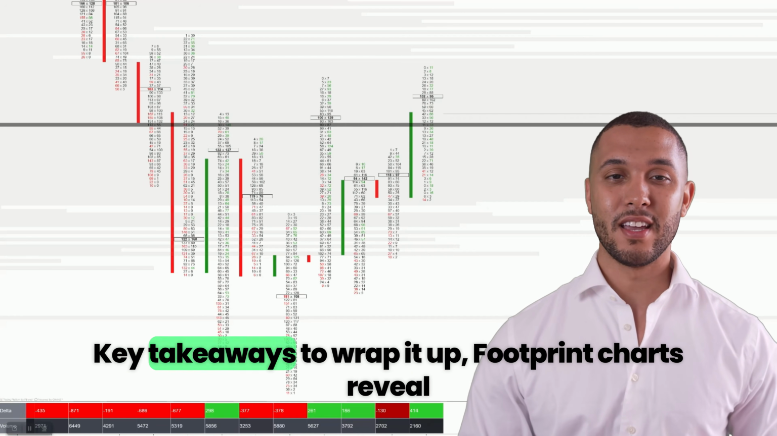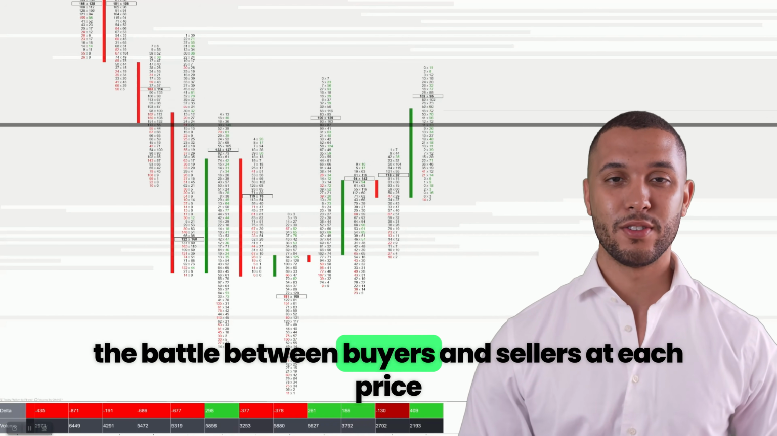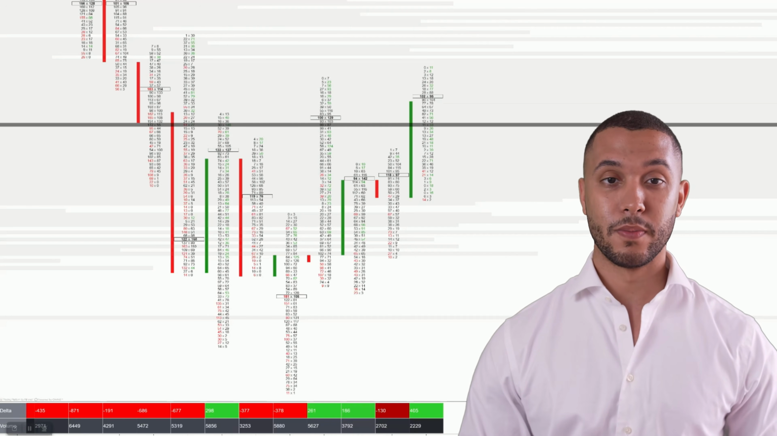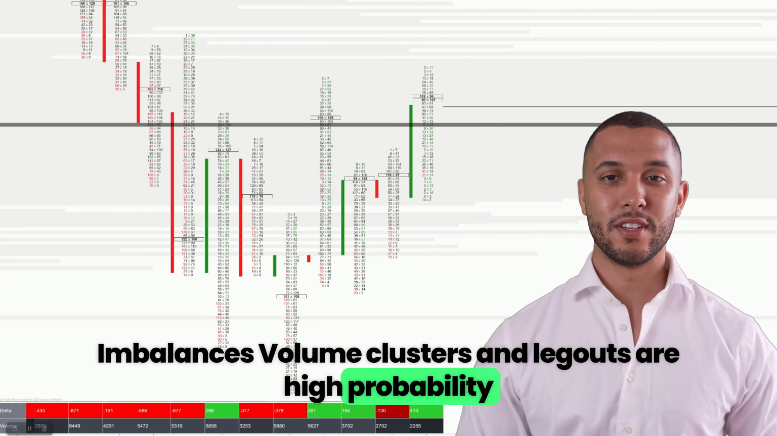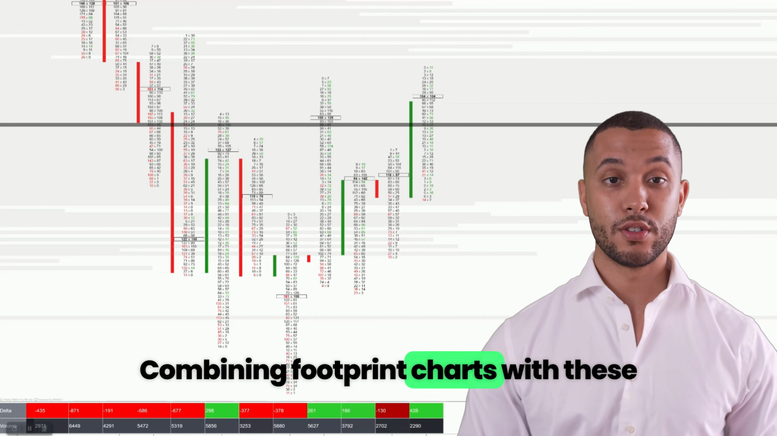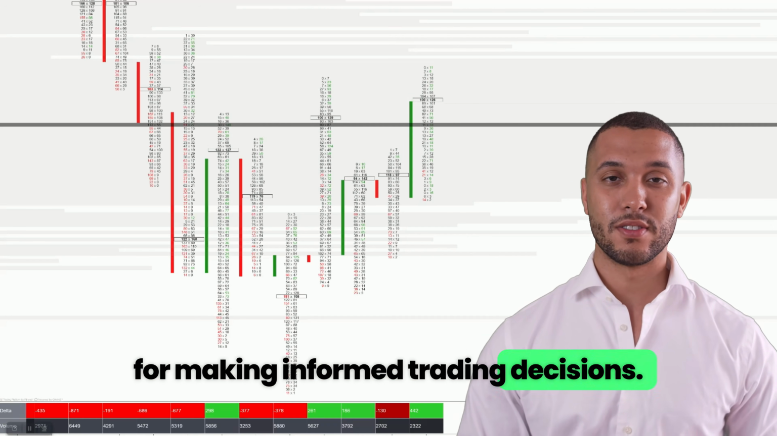Key takeaways: to wrap it up, footprint charts reveal the battle between buyers and sellers at each price level, helping you spot key areas of interest. Imbalances, volume clusters, and leg outs are high probability zones where price is likely to react. Combining footprint charts with these zones creates a powerful framework for making informed trading decisions.